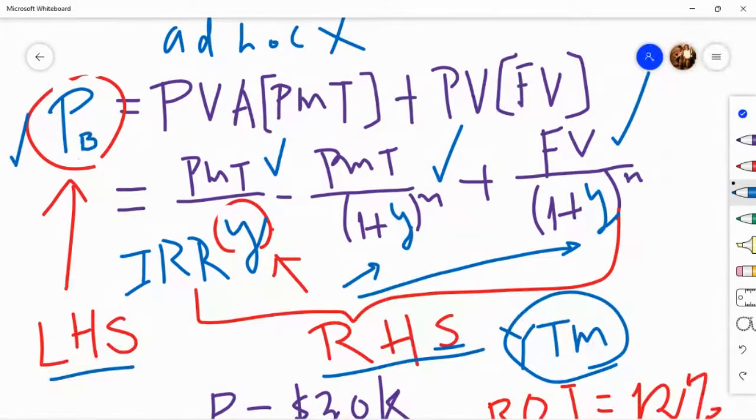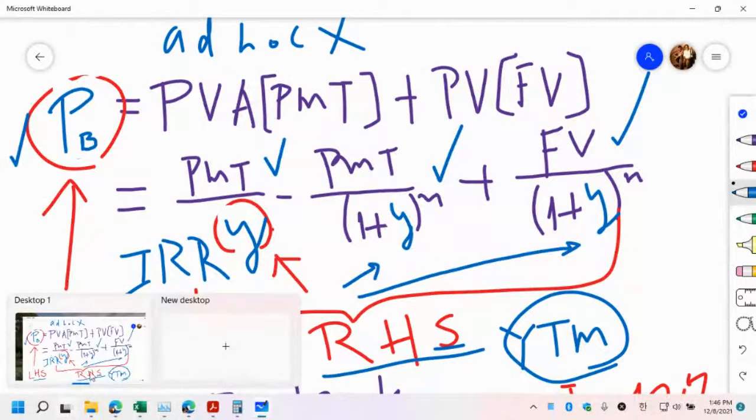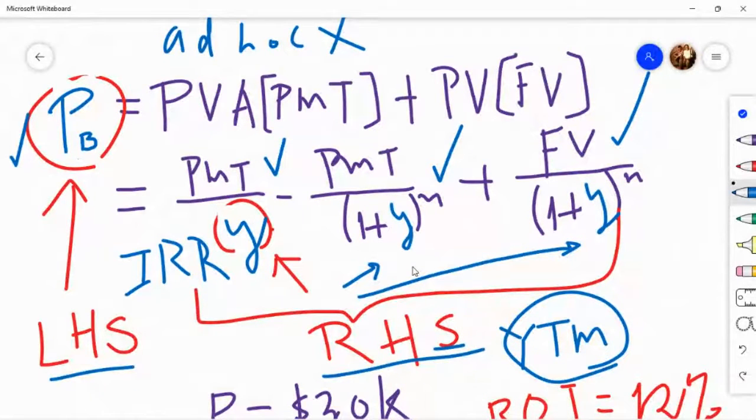There's only one discount rate that will make the right-hand side equal to the left-hand side, right? It's not multiple choice. There can be only one number that can make it so, and this number is the yield.